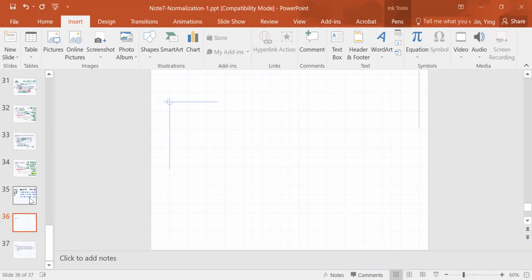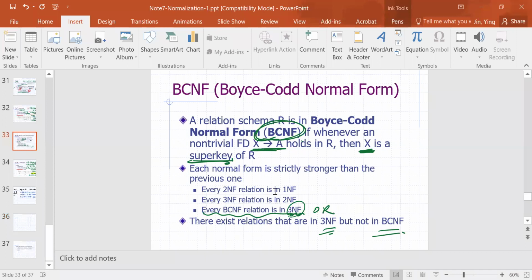And when you say something is in BCNF, it's already implied it is in third, second, and first, because we know every second is in first, every third is in second, every BCNF is in third, right? So you only need to answer the highest normal form. In other words, saying BCNF is sufficient. You don't need to say it is also in third, second, and first.